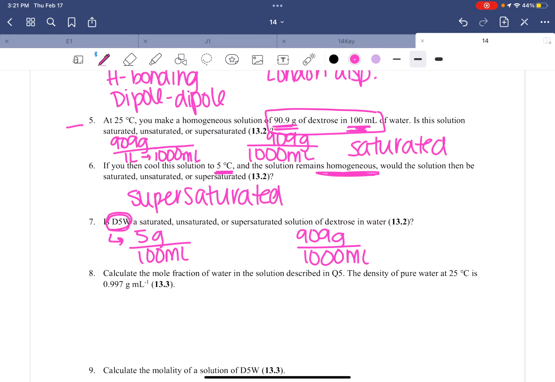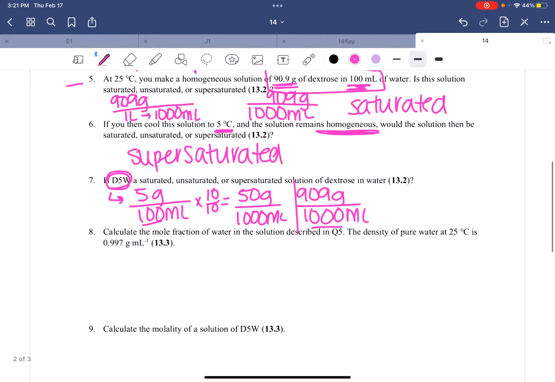And just like question number 5, we have a volume of 100 and a volume of 1,000. So we want to multiply this whole thing by 10 over 10 to get 50 grams in 1,000 milliliters so that we can directly compare the D5W solution to the dextrose solubility. And we find that this 50 grams is way under the 909 gram limit of solubility. So for question 7, the D5W solution is unsaturated.